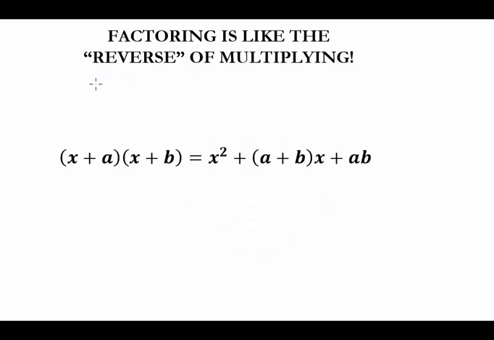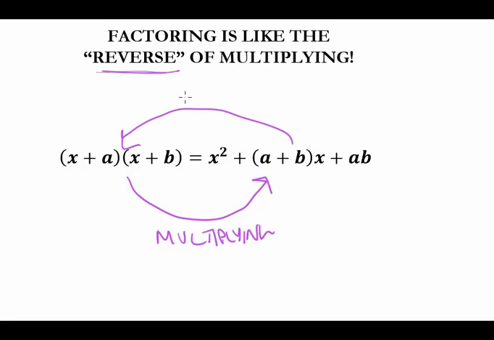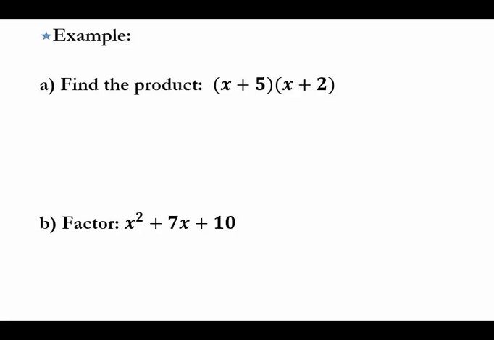Okay, and here's the big idea. Factoring is like the reverse of multiplying. If I go in this direction, multiplying two binomials, that is multiplying, and if I go in the reverse direction, that is called factoring. I'm rewriting this sum as a product of two binomials. So let's take a look at a couple examples.